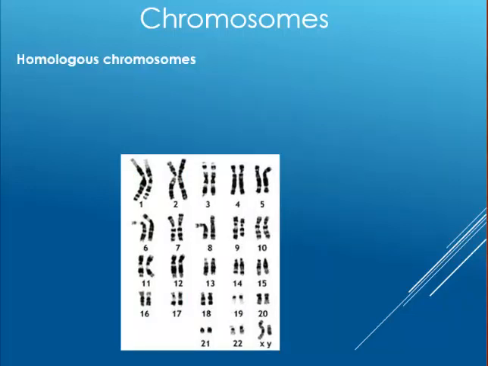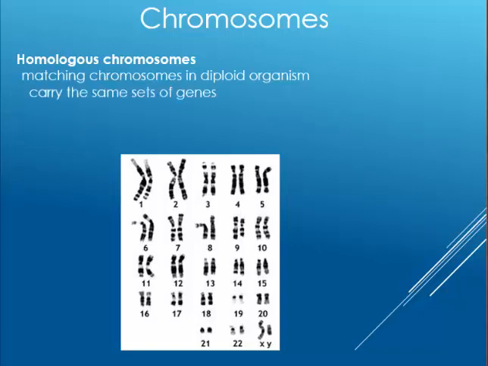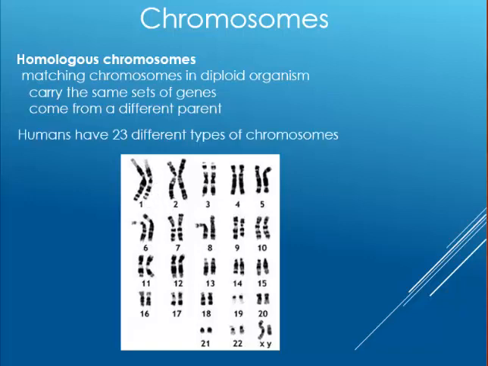Those chromosomes that match each other are considered to be homologous chromosomes. So in a diploid organism, each chromosome will have a partner, a homologous chromosome that carries the same sets of genes. This is why the banding patterns are similar. Each of these two homologous chromosomes then will come from a different parent. So in the case of chromosome 1, one of the chromosomes may have come from the father, whereas the other chromosome 1 may have come from the mother. Humans have 23 different types of chromosomes, and they're diploid, so they have two copies of each of those 23 types of chromosomes.